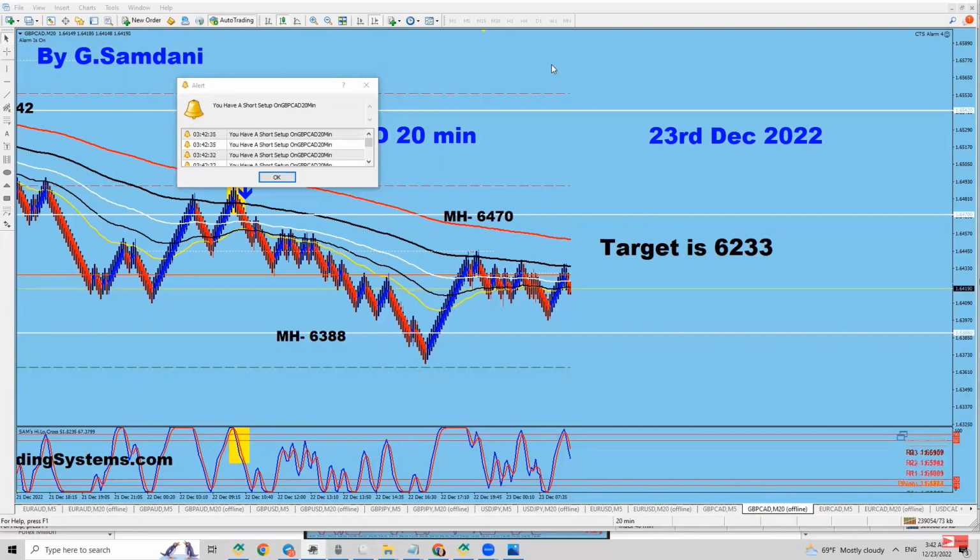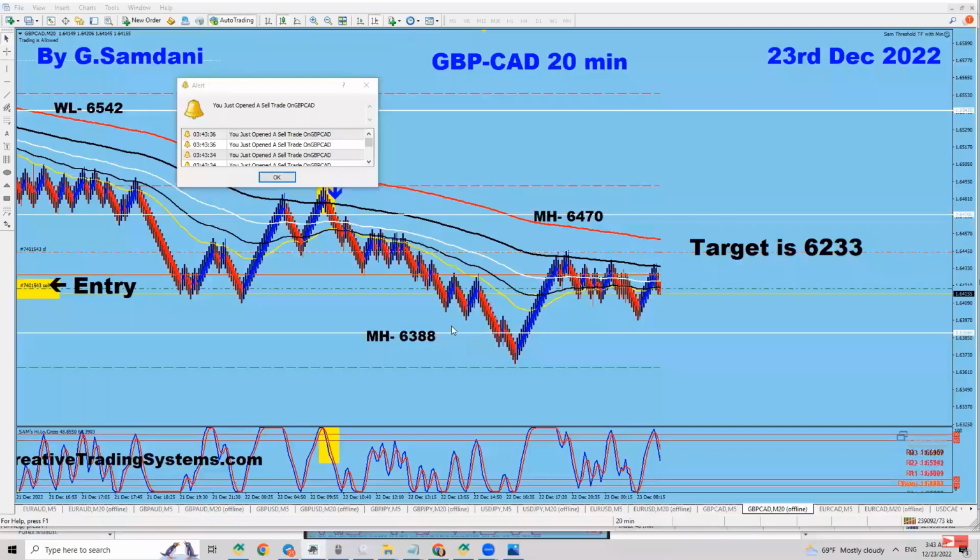All right, so I'll be back. Okay, the sell order has been taken here, SL right here. So Pound CAD gave me the alarm and I took the entry. Let's see how far it goes. Target is 62.33.